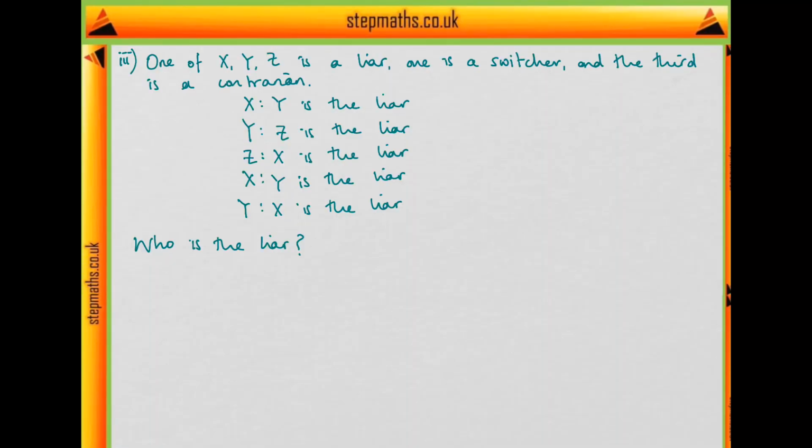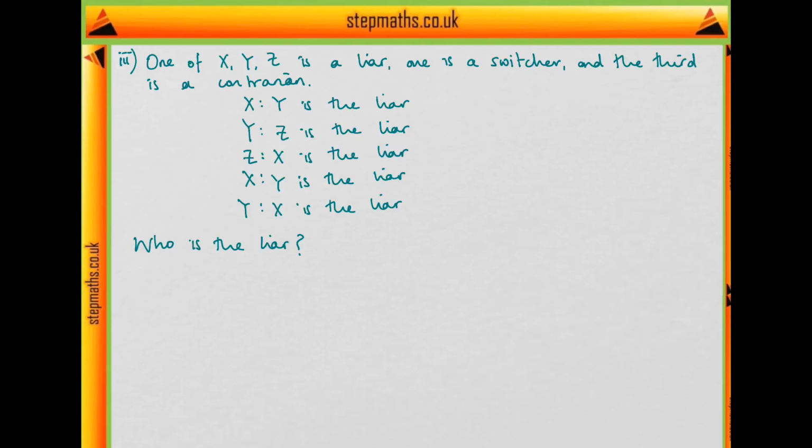Okay, and so for part 3, we have three more people, X, Y, and Z, and we are told that one is a liar, one is a switcher, and the third person is a contrarian. And they make these statements. X says that Y is the liar, Y claims that Z is the liar, Z claims X is the liar, then X says Y is the liar again, and then Y says X is the liar. And we want to know who the liar is among X, Y, and Z.